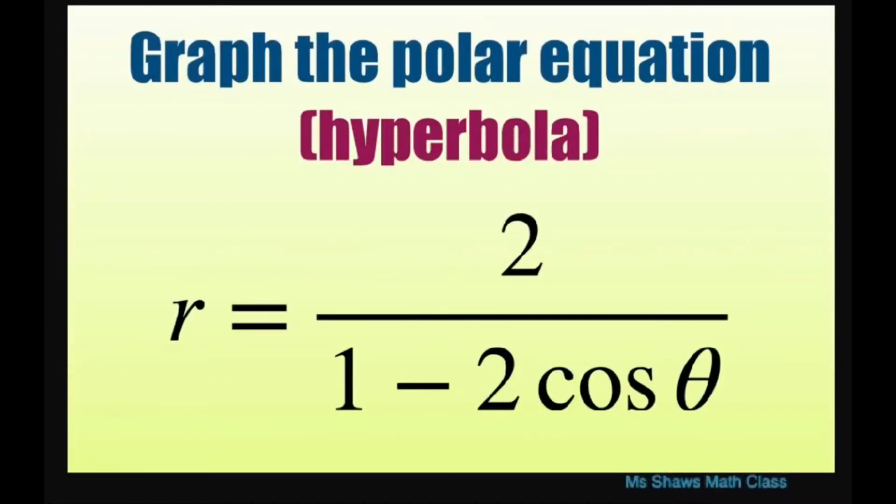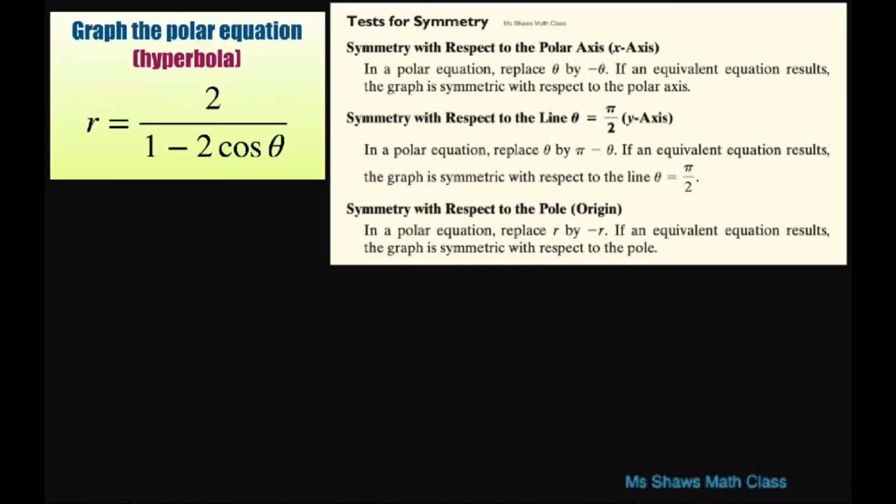Hi everyone, we're going to graph the polar equation, the hyperbola r equals 2 divided by 1 minus 2 cosine of theta. First, let's test for symmetry. Usually for cosine, the first test works and the second two tests don't. But if you're not used to using the test, we'll go over that very quickly.